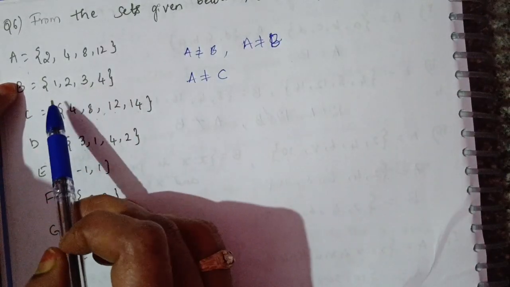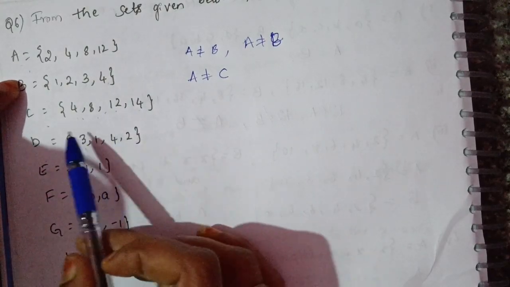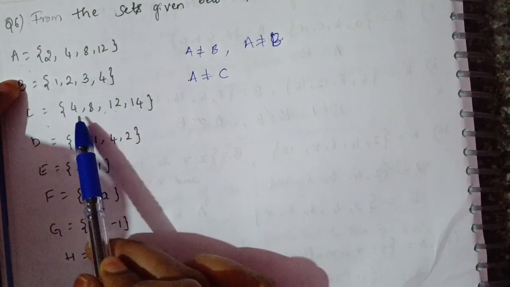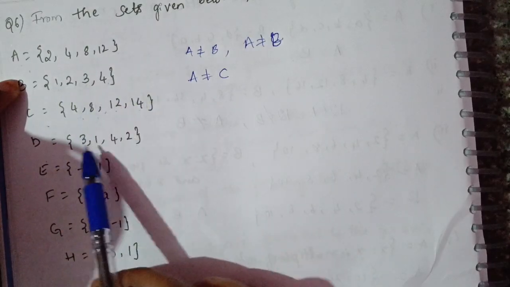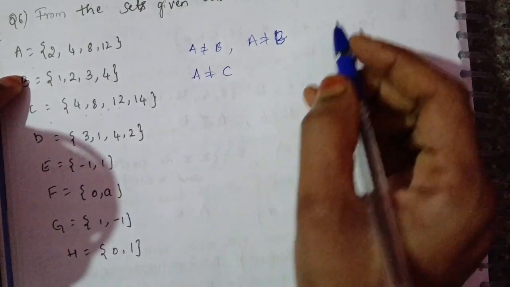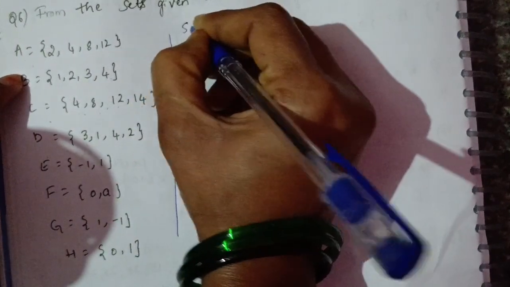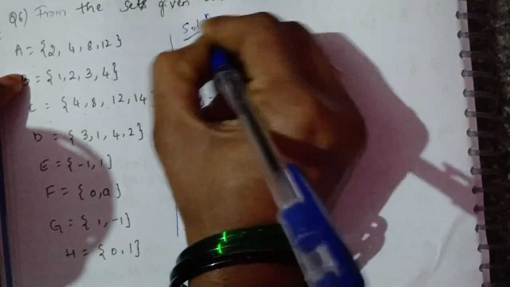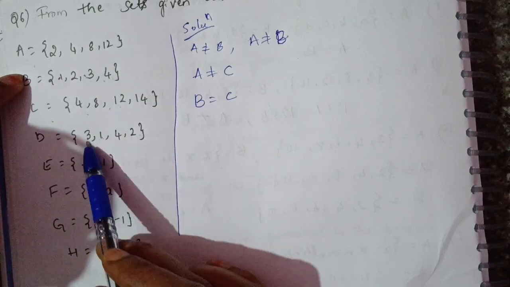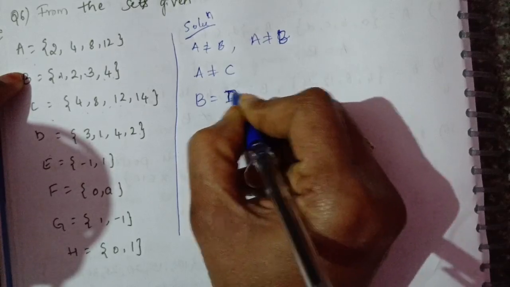Now if you check B: 1, 2, 3, 4. Here what is there above? 4, 8, 12, 14. So these both are not equal. Here see 3, 1, 4, 2. Here also 1, 2, 3, 4 is there. So we can write B is equal to C. Here B is 1, 2, 3, 4 and here also 1, 2, 3, 4 are there. So, sorry, B is equal to D. B is equal to D.